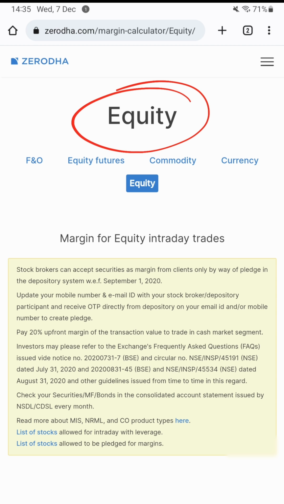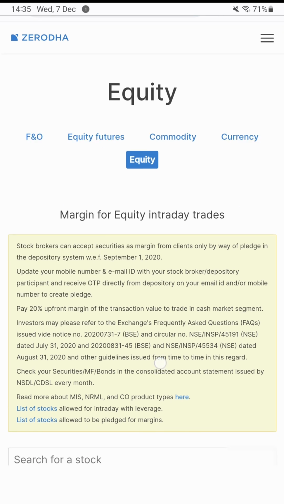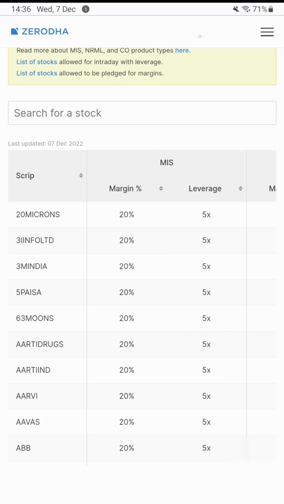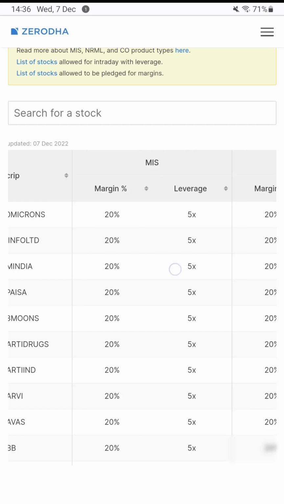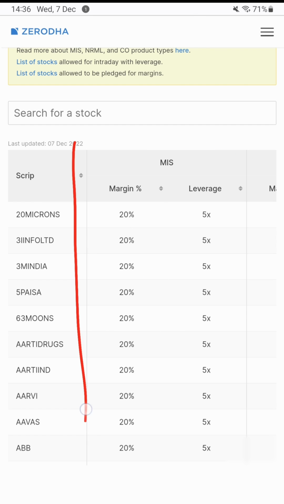So now let's take a look at the equity margins, and then we will also take a look at the futures margin. So in equity on Zerodha, there is this calculator for which I'll give you the link in the description. It tells you MIS and CO margin levels for various stocks. For each stock listed, you can see what margin is available.